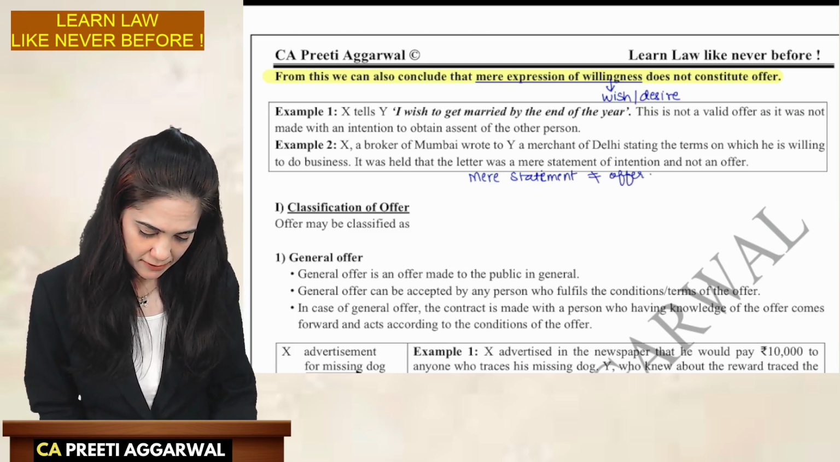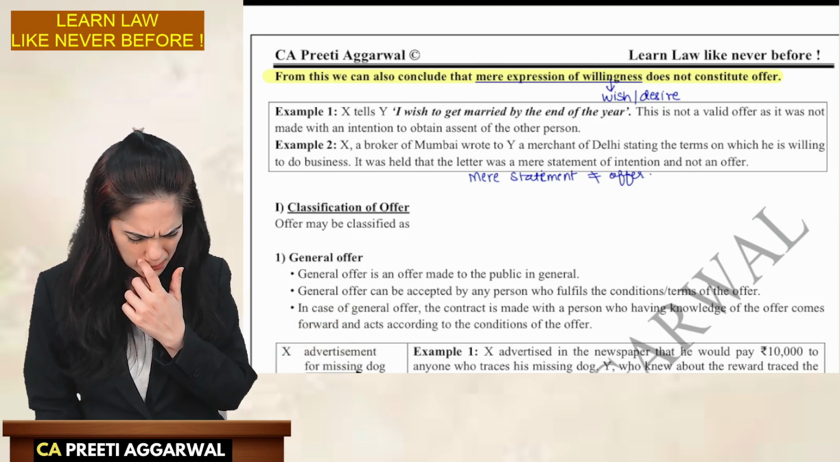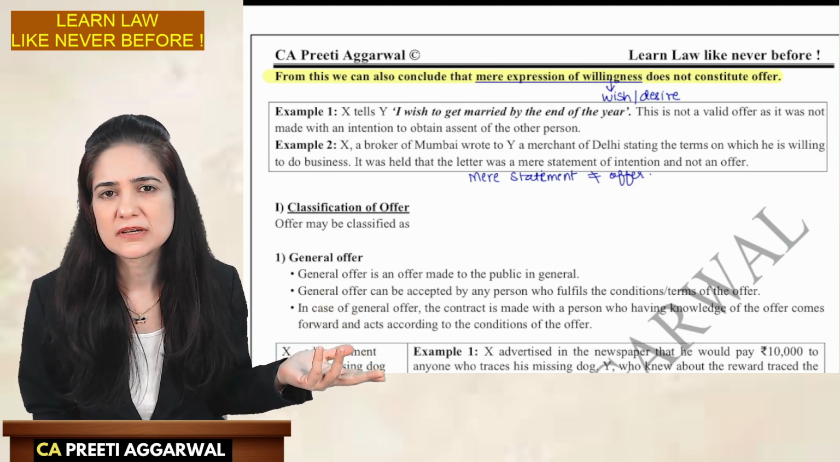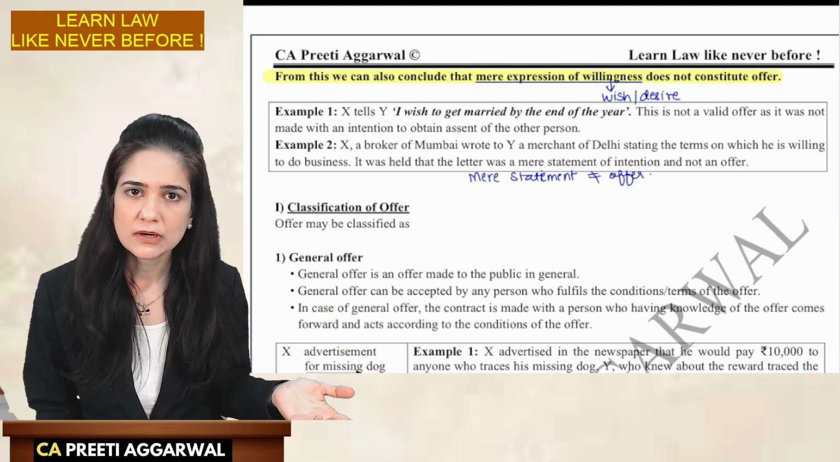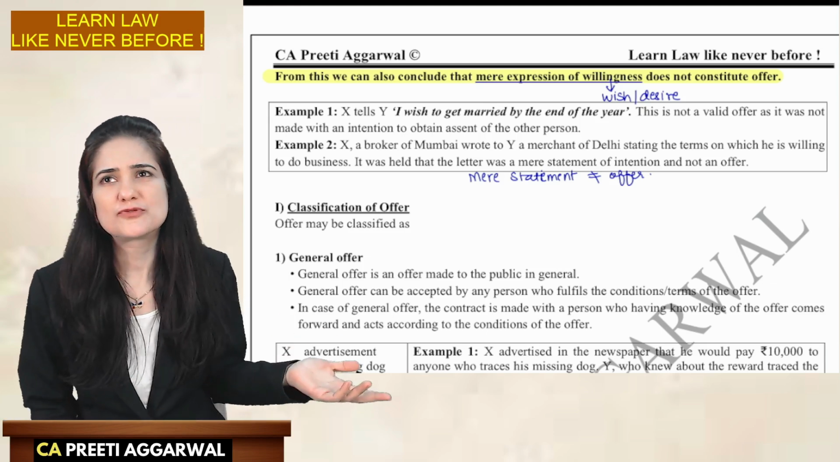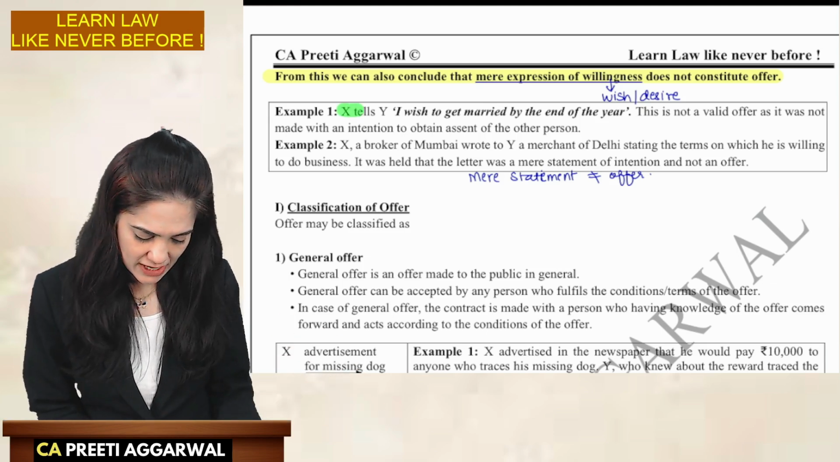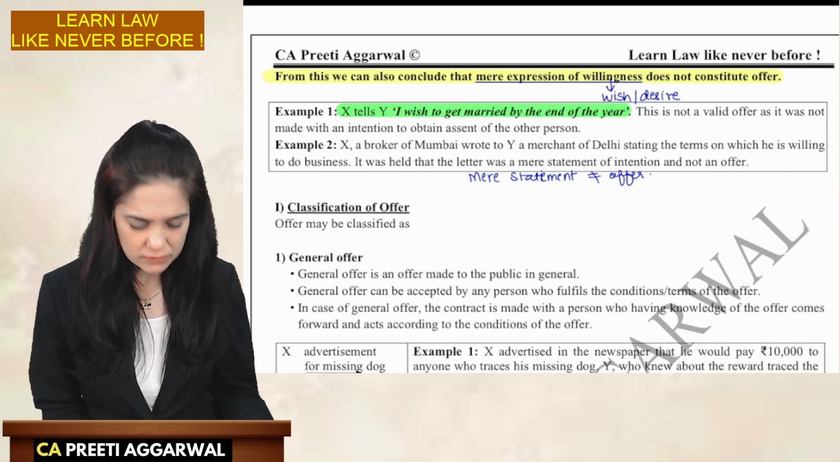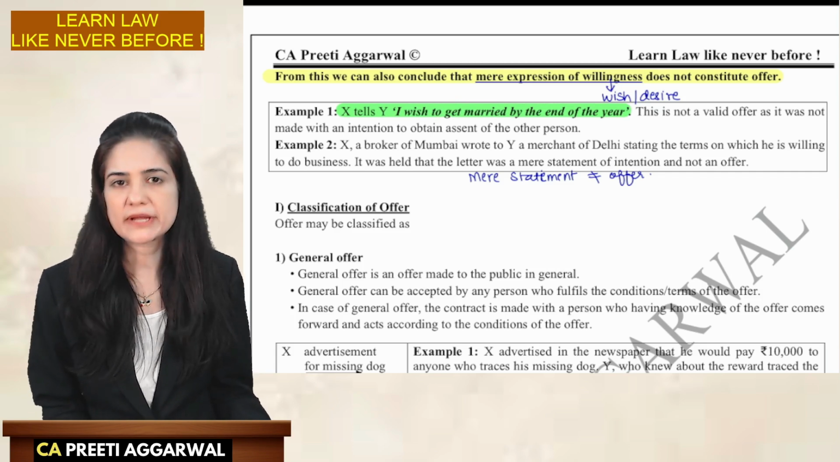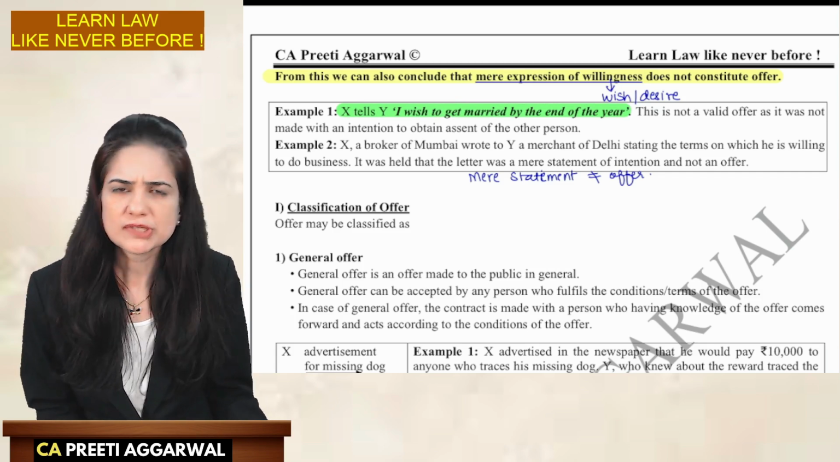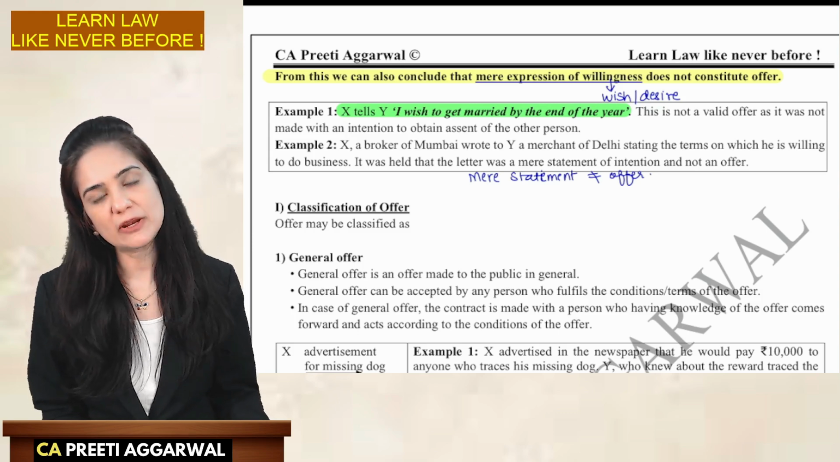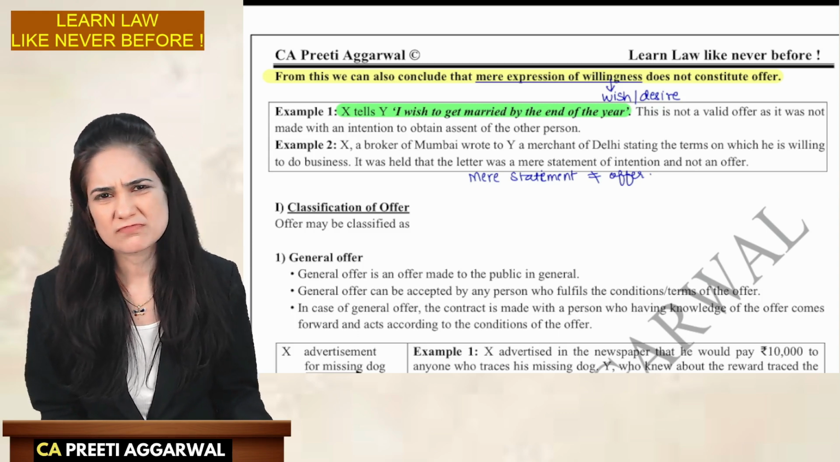X tells Y, I wish to get married by the end of this year. Is he proposing? No, he's just expressing his wish, his desire. That's just an expression of willingness. Just a statement. It's not an offer. Did he say, will you marry me? It's not an offer.